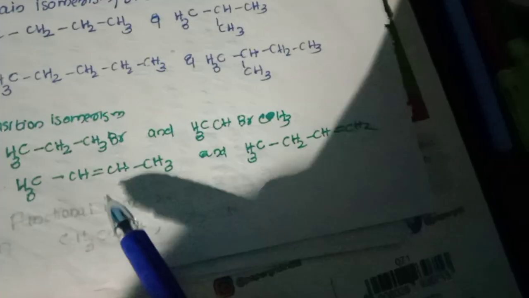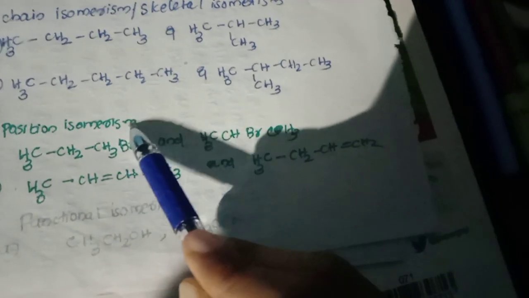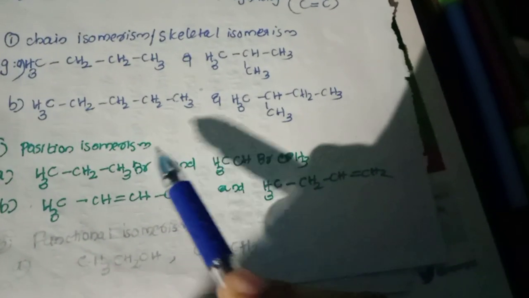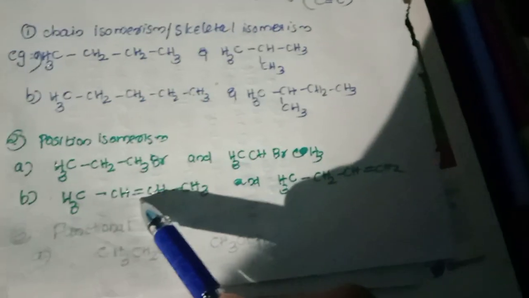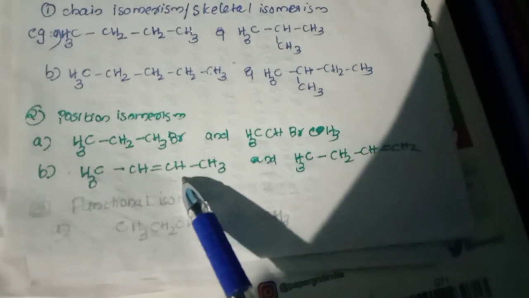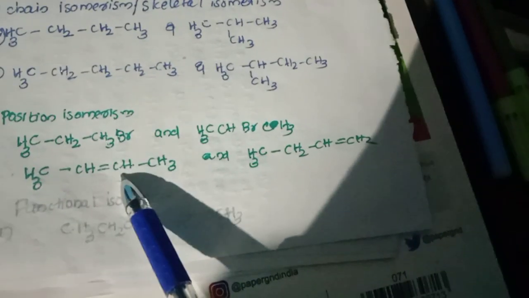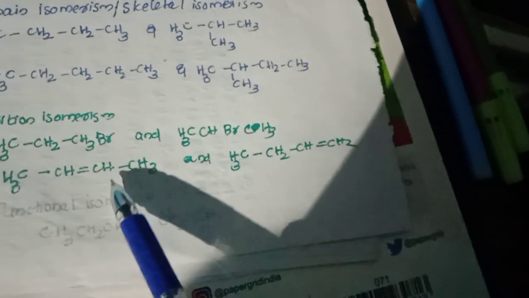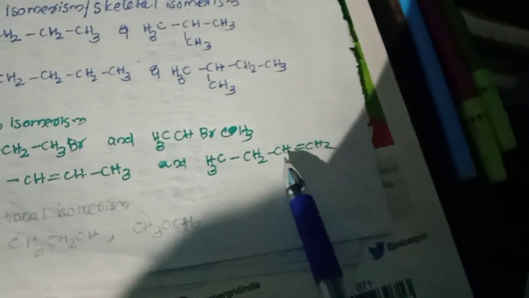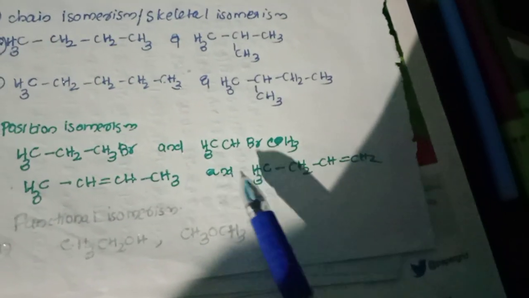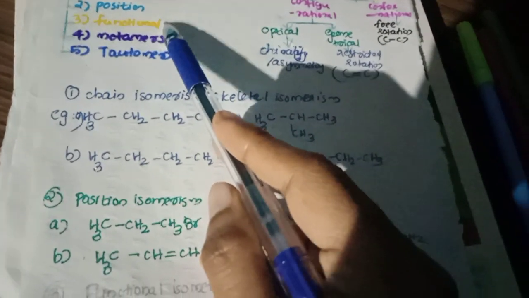The third one is this. Positional isomerism arises due to the position of the functional group and also by the position of the double bond. Here no functional group is present, but a double bond is present. In this it is an alkene. Both are butene. First one is 2-butene and second one is 1-butene. So they are also positional isomers. Next one is functional isomers.